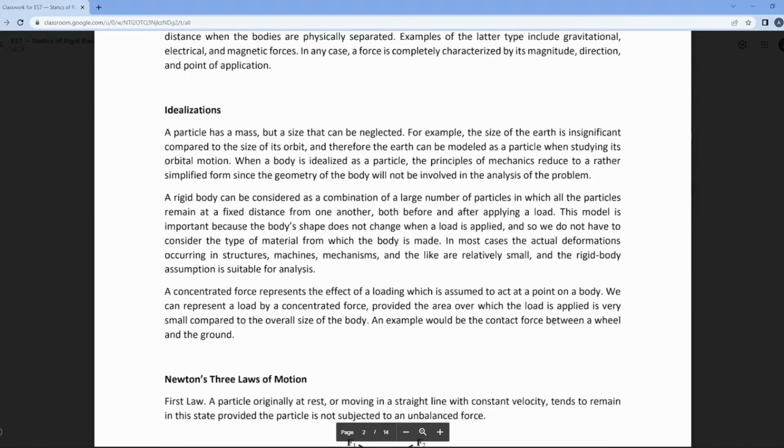Some idealizations. So, a particle has a mass, but a size that can be neglected. For example, the size of the Earth is insignificant compared to the size of its orbit. So, kahit gano'n pa kalaki yung Earth, kung ang inaaral is yung orbit ni Earth, Earth is just a tiny particle. So, Earth can be considered as a particle, kahit gano'n siya kalaki. Kasi ang kinoconsider natin is yung vast orbit niya. Okay? So there.